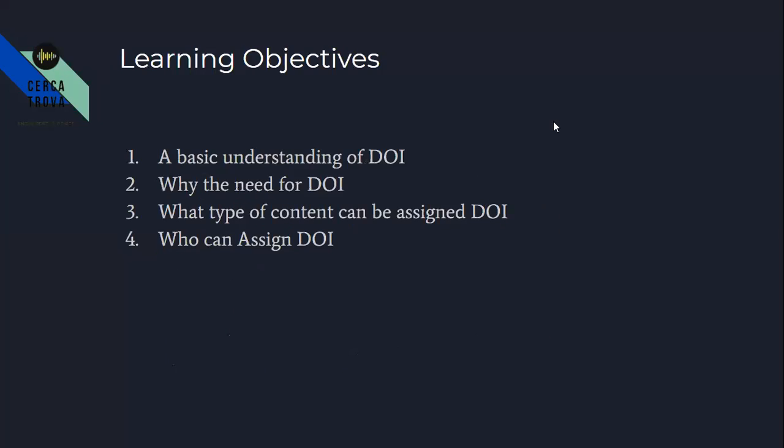So, in this presentation, we will be discussing a basic understanding of DOI: what DOI is, why there is a need for DOI, what type of content can be assigned a DOI number, and who can assign a DOI number. These are a few things that you should be aware of and very clear about, because it is very important to have basic knowledge about DOI, which is like your personal identification number, like an ID card number or social security number. This is what your research articles and your scholarly material get. So it is very important that you are aware of these things.